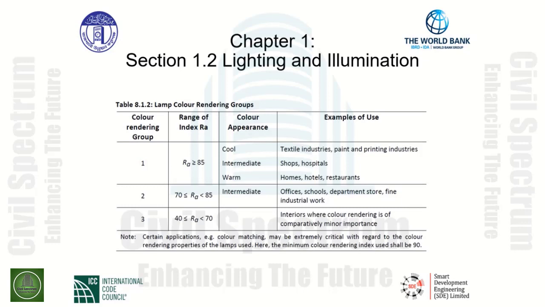Table 8.1.2, Lamp Color Rendering Groups. This table represents the recommended color rendering group based on building use and color appearance. The first column is the color rendering group. This is just to group the color rendering index ranges. You may ask, what is the color rendering index range, and what does it really measure?